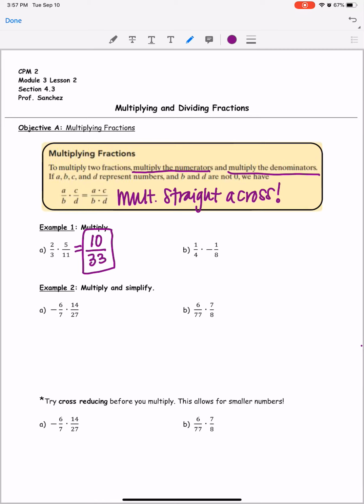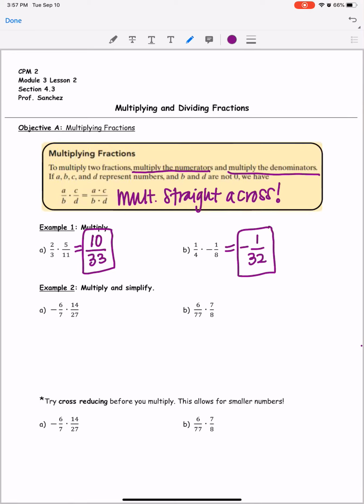On B, same thing. Kind of look at this as a whole first though. You've got a positive times a negative. So when I do multiply, this is going to be negative. So now almost don't even pay attention to this negative anymore. We've already dealt with it. So now 1 times 1 is 1 over 4 times 8 is going to give me 32. So we get negative 1 over 32.